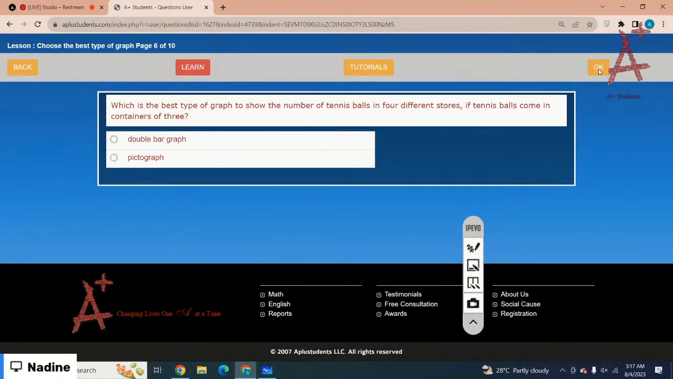Which is the best type of graph to show the number of tennis balls in four different stores, if tennis balls come in containers of three? So which is the correct option? Double bar graph or pictograph? The correct option is pictograph.